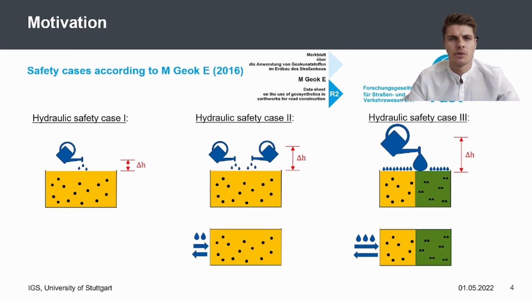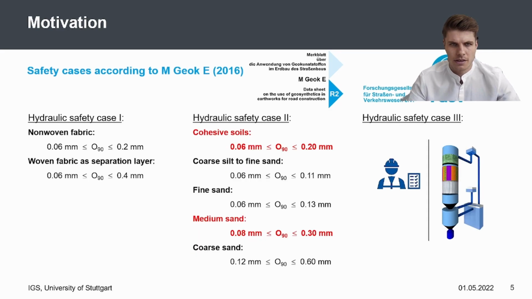The common filter rules for geosynthetics in the MGUKE datasheet on the use of geosynthetics in earthworks for road construction differentiate three safety cases according to their levels of difficulty. The dimensioning is carried out on the basis of the specification of limit values of the characteristic opening size according to these hydraulic safety cases.